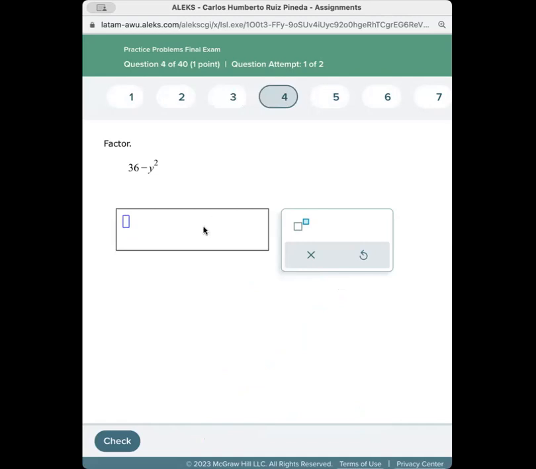is a binomial. So we notice that 36 is actually 6 squared and y squared is a perfect square. So how do we factor this? Using the conjugate binomials, 6 plus minus y. Done.